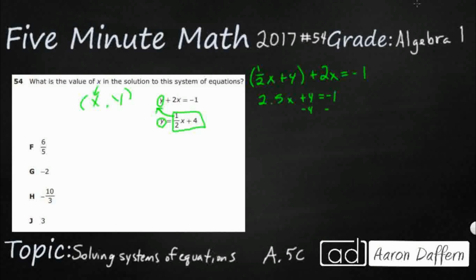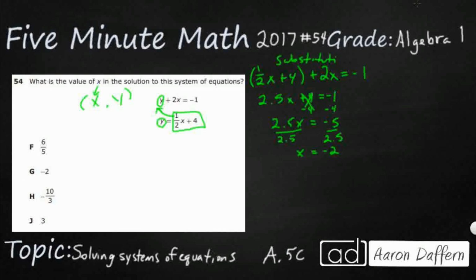Subtract 4 from both sides. So 2.5x equals -5, and you probably see where this is going. We're going to divide both sides by 2.5, and that's going to give me x equals -2. Now that's one way to solve it. That's substitution.